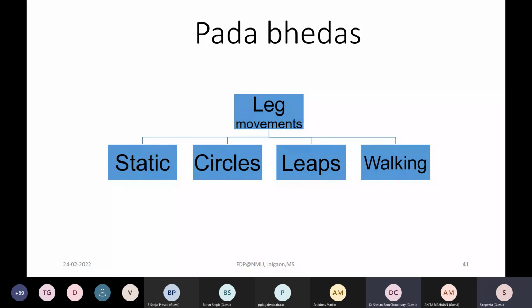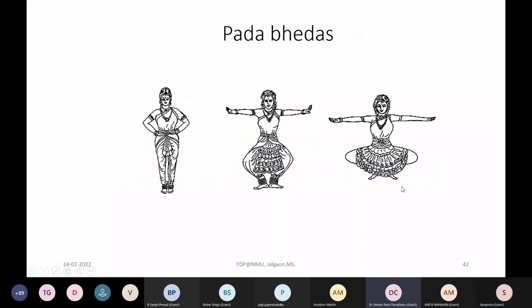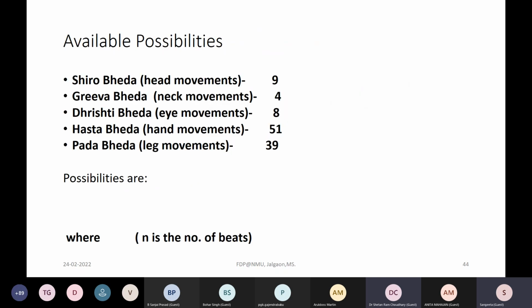Leg movements had 4 different things: static movements, circles, leaps or jumps, and walking. Something which looks like these. This slide will come up once again. That time the explanation is there. So these are various Padavedas. Now look at this, just for you to understand. So there are so many head movements, neck movements, eye, hand and leg. I have only taken these.